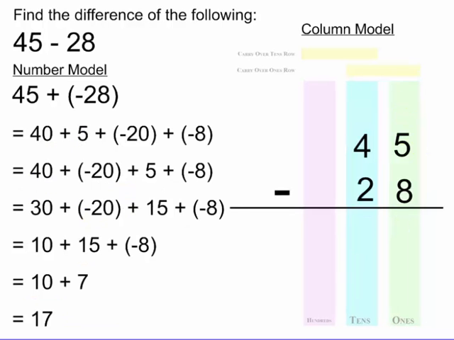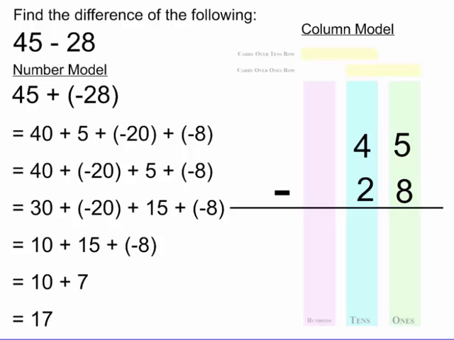So let's try the same approach with some larger numbers. I want to find the difference of the following: 45 minus 28. So I've done a number model here again. I've broken it down in a very particular way to help illustrate what's going to happen in the column model. If you want to take a moment and look at that, we'll see that the final answer is 17, and I will come back and highlight some of those elements for you.